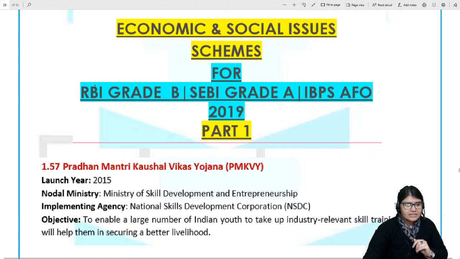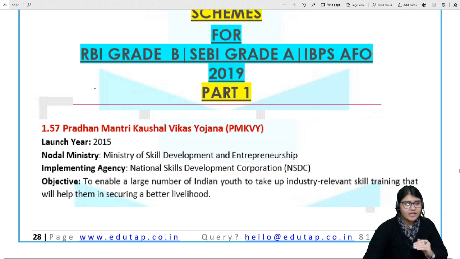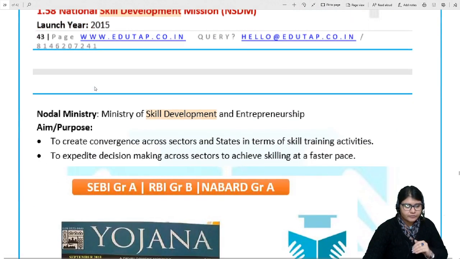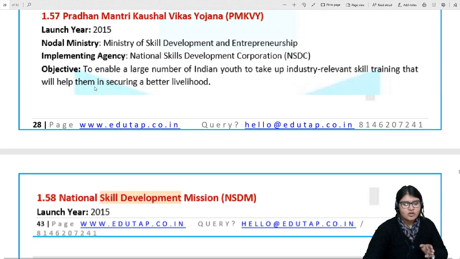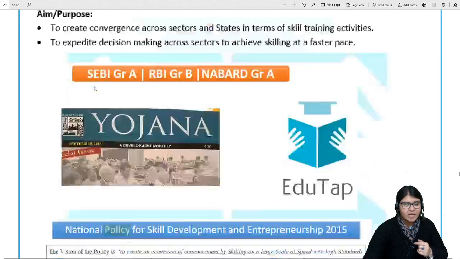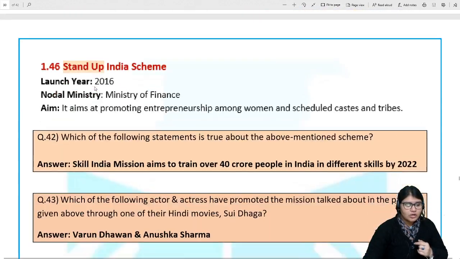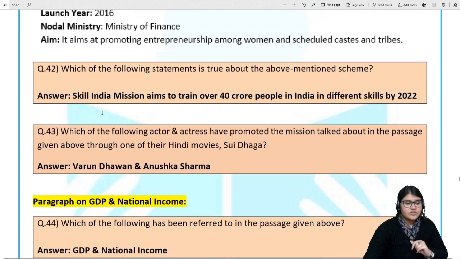So here you can see that in the schemes that we have provided, we have clearly mentioned the launch date of the schemes. If you talk about the Skill India mission, that was launched in the year 2015, and all the other 4 obviously were launched at the same time. So Stand Up India mission was not launched in 2015 but in 2016. Next, which of the following statements is true about the above mentioned scheme? Skill India mission aims to train over 40 crore people in India in different skills by the year 2022.